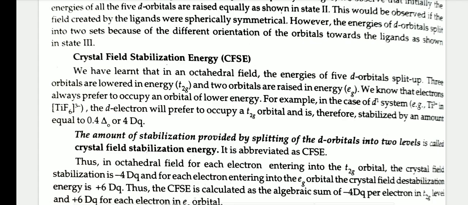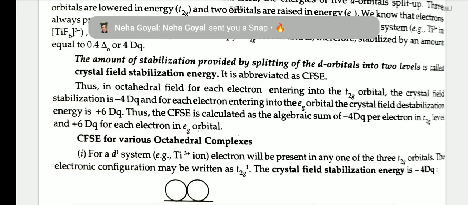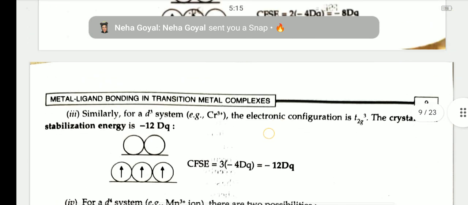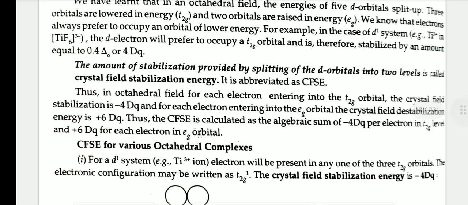The amount of stabilization provided by the splitting of the d orbitals into two levels is called crystal field stabilization energy. Thus, in an octahedral field, for each electron entering into a t2g orbital, the crystal field stabilization is -4 Dq, and for each electron entering into an eg orbital, the crystal field destabilization energy is +6 Dq. Thus the CFSE is calculated as the algebraic sum of -4 Dq per electron in the t2g level and +6 Dq for each electron in an eg orbital.